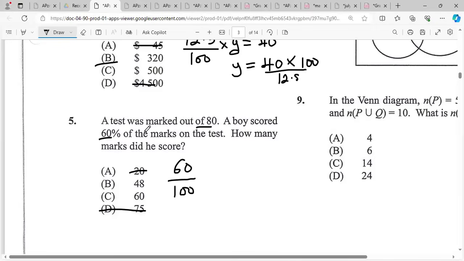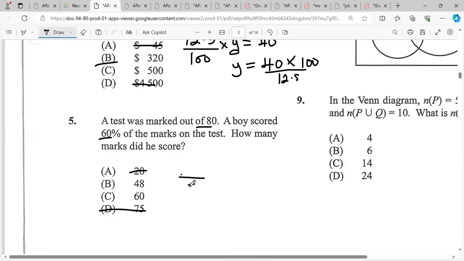Oh, the test was marked out of 80. So I did it wrong. Hold on, guys. So it's actually marked out of 80. I'm going to move somewhere. And if I'm on the internet, hold on, guys. I'm losing my cursor. All right, hold on. All right, see it now. So boom.